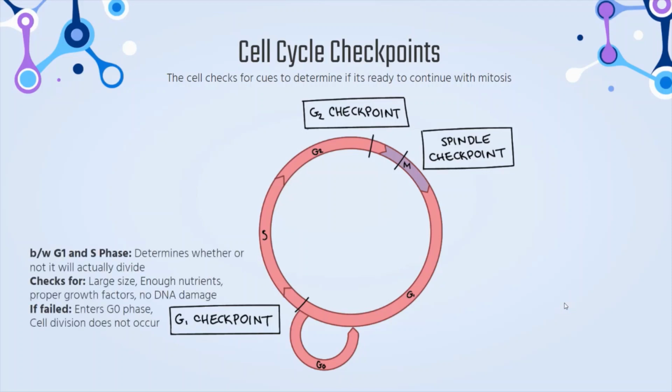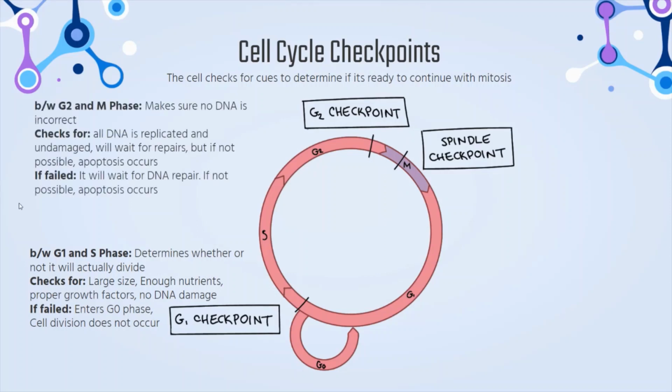So between the G1 and the S phase, there's a G1 checkpoint, and this basically determines whether or not the cell will actually divide. And things that it will check for is if the cell is large enough, if it has enough nutrients, if there are growth factors that will actually tell it to divide, and it will make sure that there is no DNA damage. If these conditions are not met, it will enter something called the G0 phase, and cell division will not occur. This is prevalent in things such as neurons.